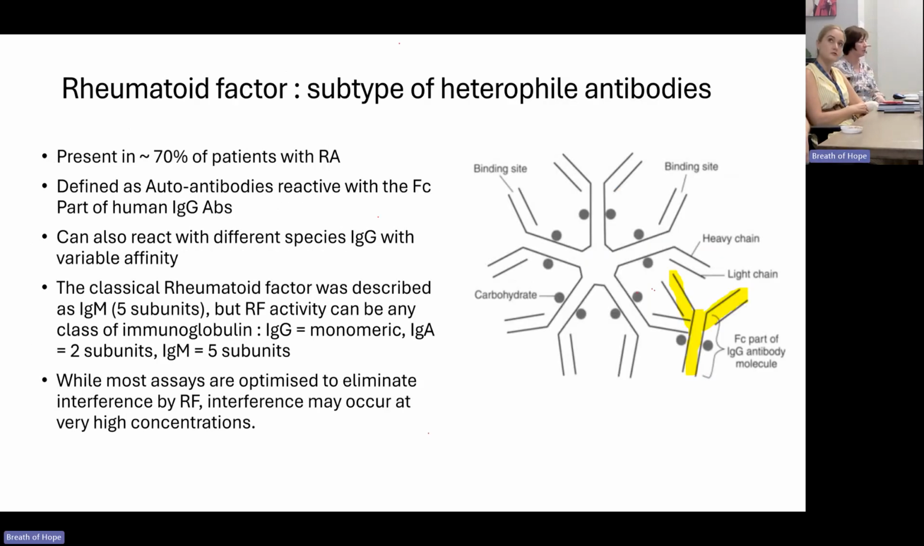So in this slide, just more about rheumatoid factor. We know that it is present in about 70% of patients with rheumatoid arthritis. It is defined as autoantibodies reactive with the Fc part of human IgG. It can also react with different species' IgG with variable affinity. It was originally described as the IgM subunit, but it can occur in any of the subclasses, IgG or IgA, and most commonly IgM. So while most assays are optimized to eliminate the interference by rheumatoid factor, interference may still occur at very high concentrations.